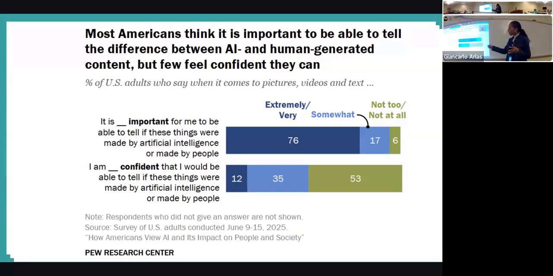So what I did was I went quickly to Pew Research. I love Pew. I wanted to see how most Americans feel about this. And as you can see, 76% said it's very important for them to be able to tell if things are made by artificial intelligence or people. But only 12% say that they're confident that they would be able to tell the difference at this point. And that's one of the obstacles that we have as educators.